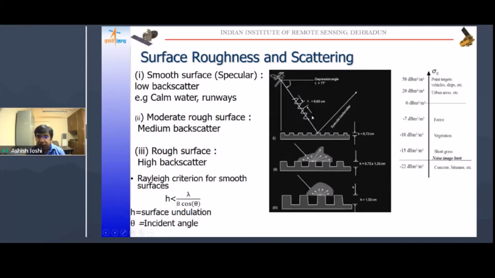So for the SAR image, if the surface is rough, then we can have higher backscatter due to the Rayleigh criteria, and the Rayleigh criteria depends on this formula: h should be less than lambda by 8 cos theta. h is the surface undulation, lambda is the wavelength, and theta is the incidence angle. If the surface is very smooth, it is called specular reflection, and we have low backscatter. A moderately rough surface has medium backscatter, and a rough surface has higher backscatter.